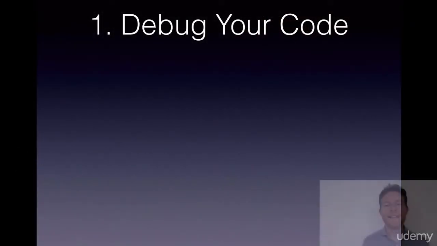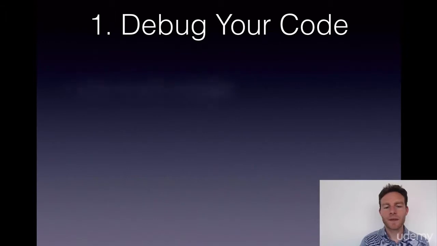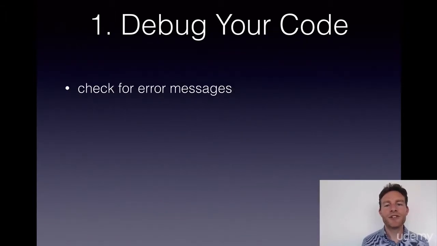So step 1 is debug your code. The usual thing is to check for error messages. So I would have a look in the compiler, in the browser, wherever it is that you're working, to see exactly what's causing the problem. You can normally get the line number as well, and then you can use that to hopefully work out where the error is, add in the bracket or the semicolon or whatever it is that's missing, and move on with the course.